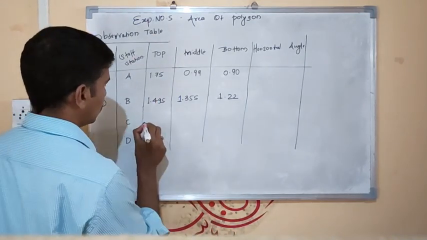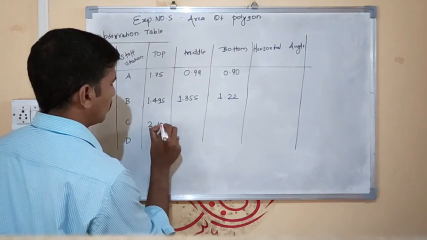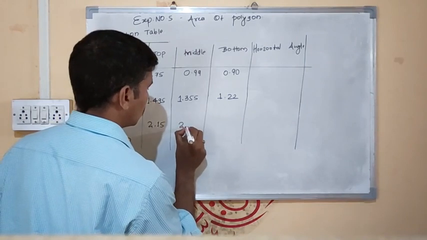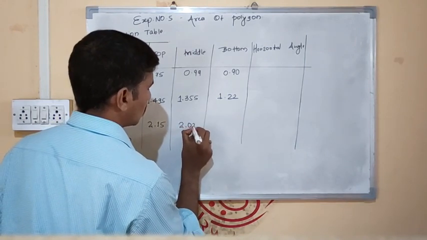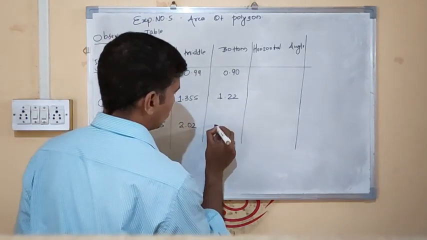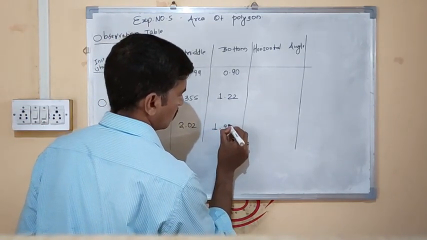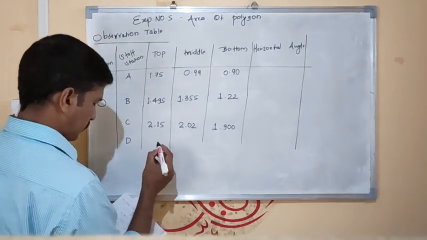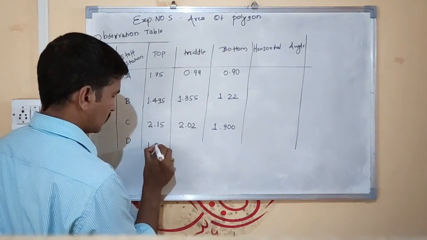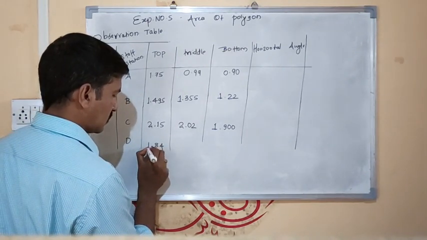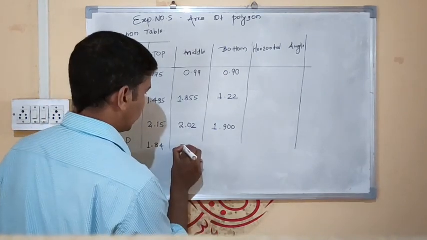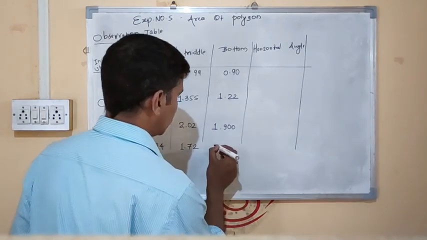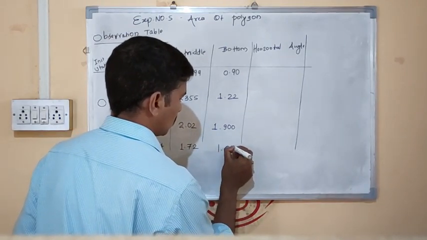For C, 2.15, 2.02, 1.9. Third, last one is 1.84, 1.72, 1.60.